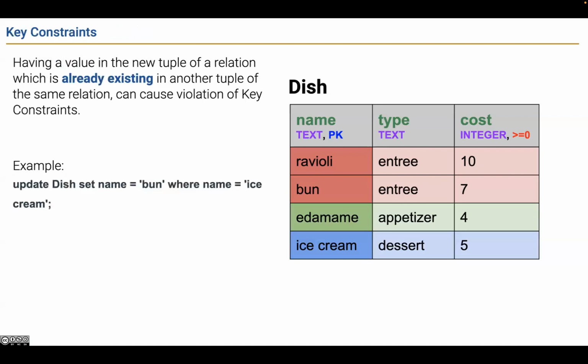Could you go back to the previous slide really quickly? So the dish set name equals bun where name equals ice cream. Why did you say that was a key constraint? Yeah, if we let this happen, we're going to update, and basically we're going to have two buns. Okay, so that's a duplicate primary key. But if you change ice cream to something like pasta, that would be valid. Yeah, that works. Okay, got it. Thank you. Yeah, no problem.